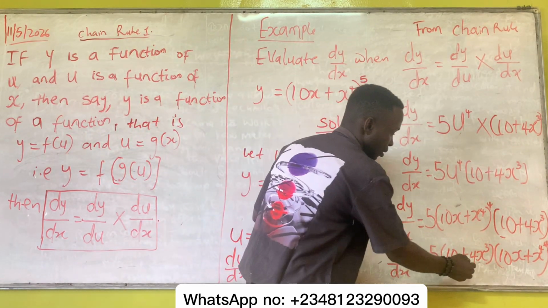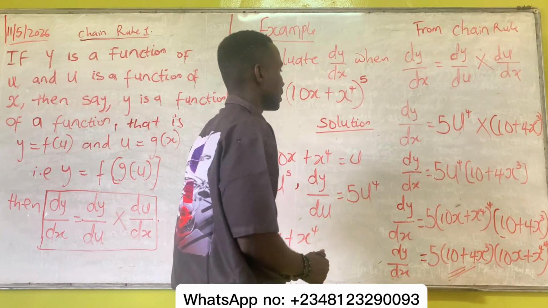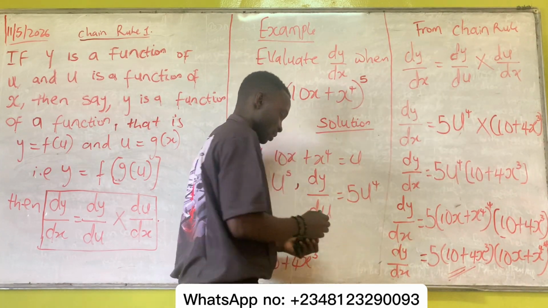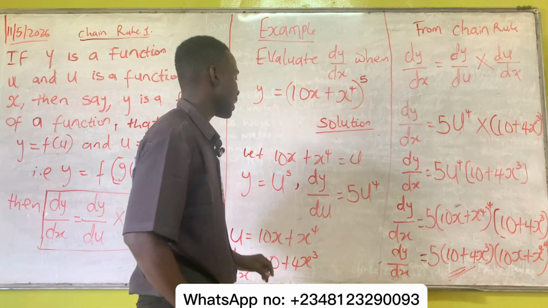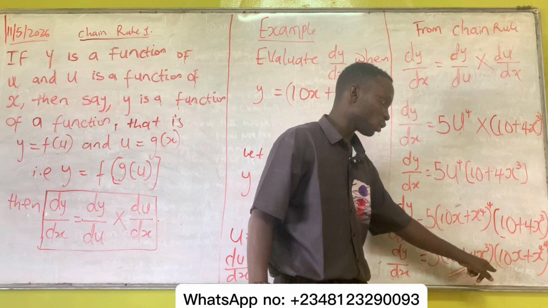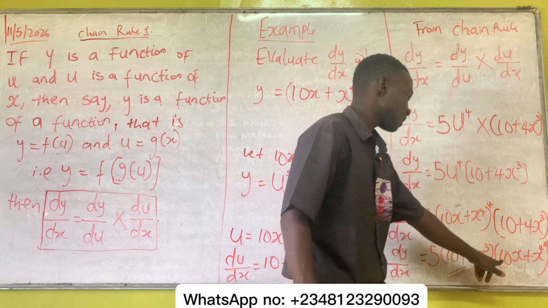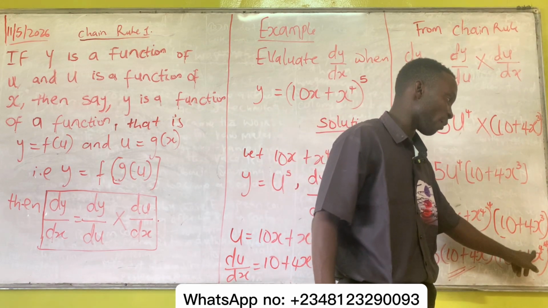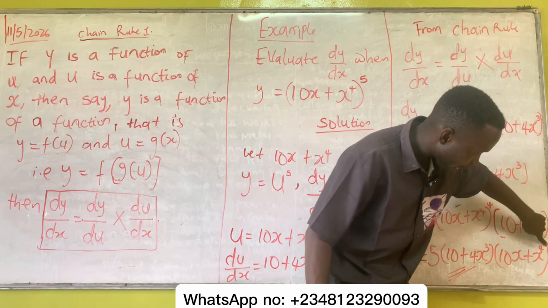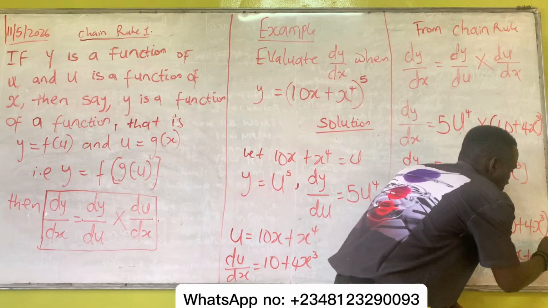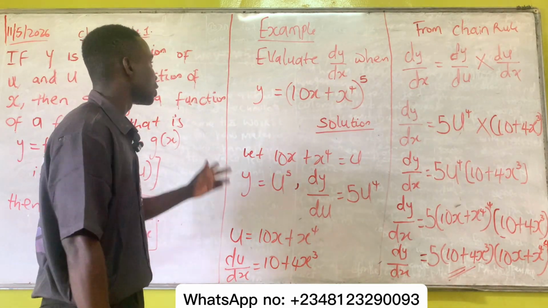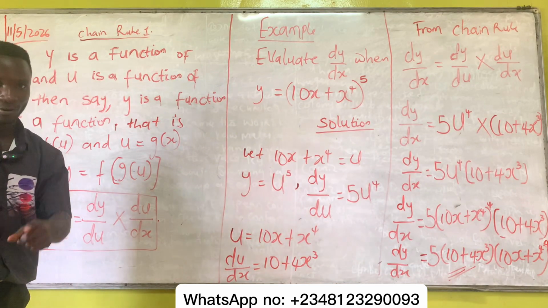So this becomes the dy dx for this question. 5 into 10 plus 4x cubed, close the bracket, open another bracket, 10x plus x raised to the power of 4, close the bracket, raised to the power of 4. After closing the last bracket, this becomes raised to the power of 4. So this is how you apply the chain rule of differentiation.